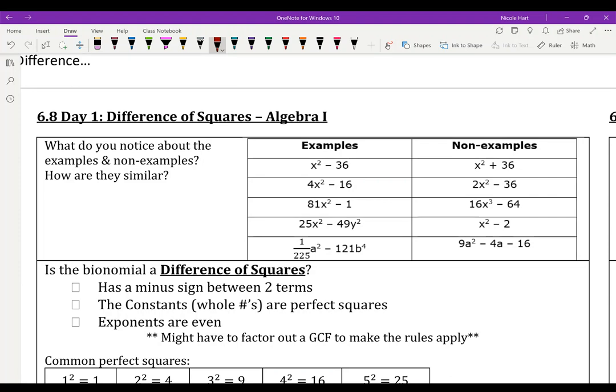I have two columns in my table. I have a list of examples of a difference of squares, and I have a list of non-examples. So the ones listed as examples are things that we can do as a difference of squares. The non-examples are items that we cannot do as a difference of squares. So I want you to take a moment, think about how they are similar, how they are different, what they have in common, and what stands out as something different.